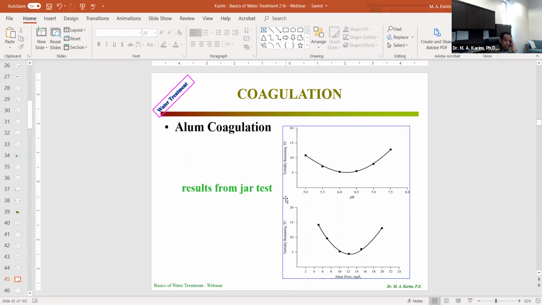In this case, definitely we are doing optimizing, the same as the maximum dry density: adding water, different moisture contents, optimum moisture content, and other things like that.